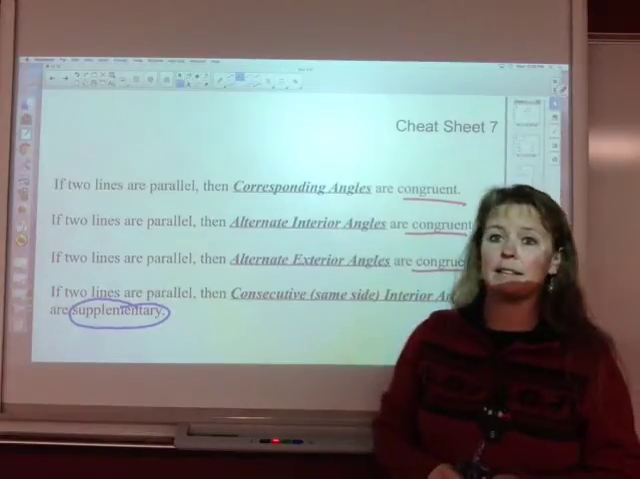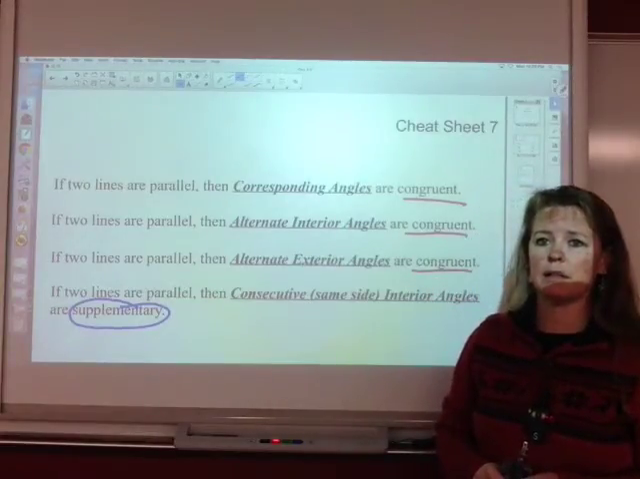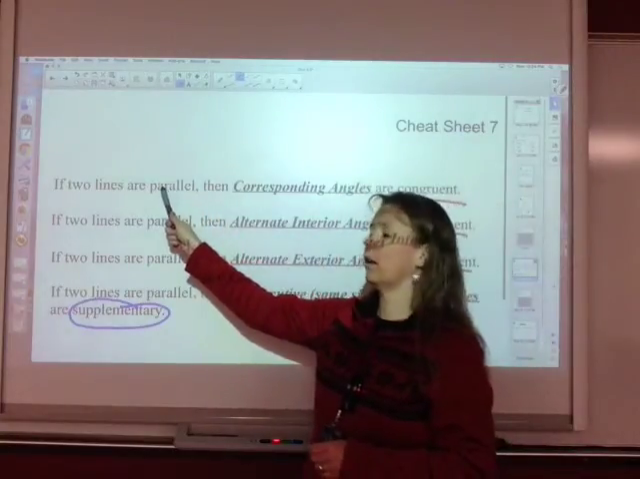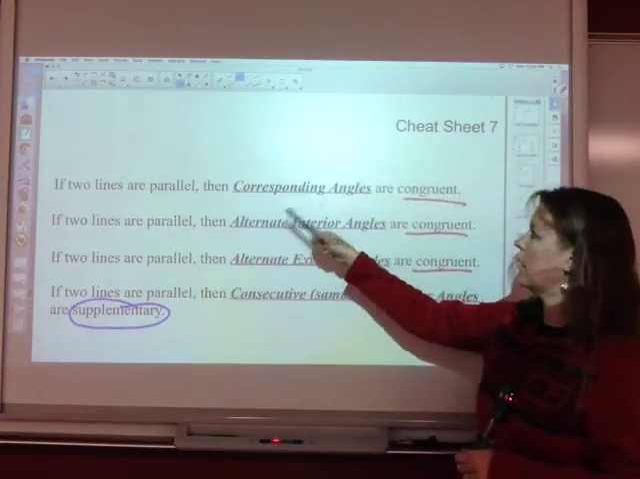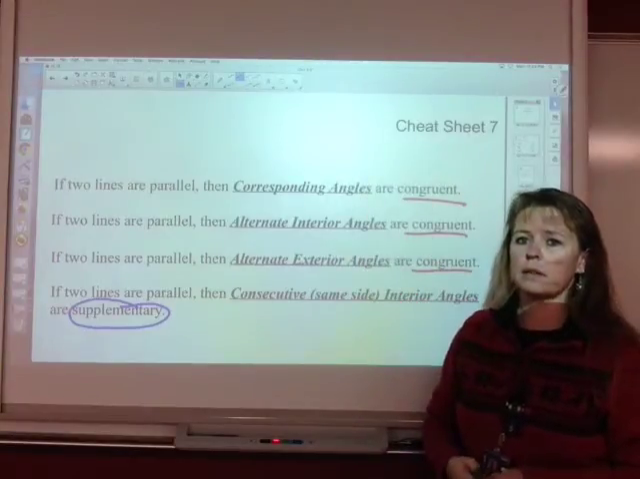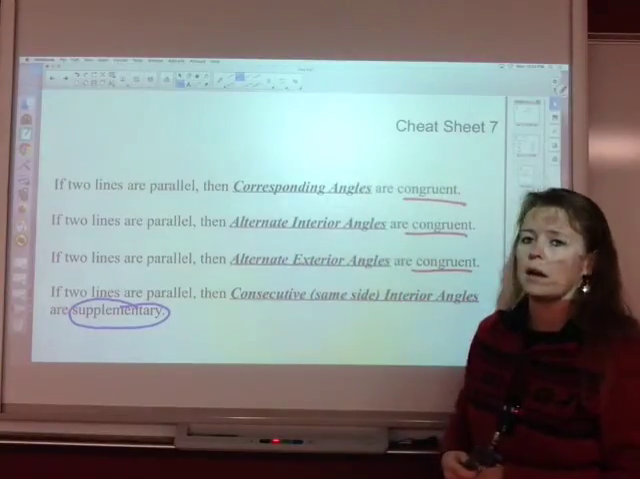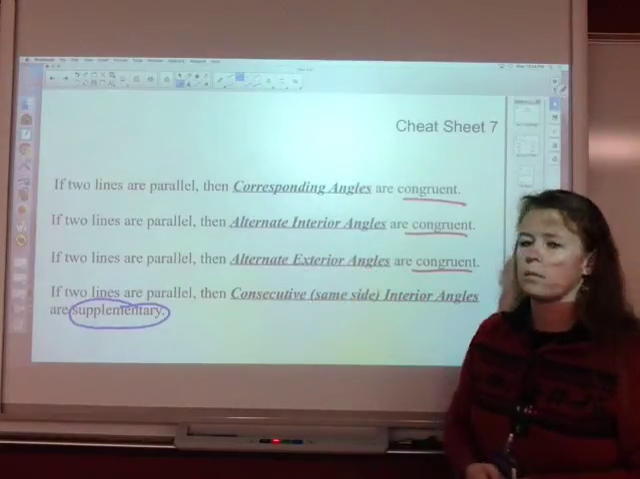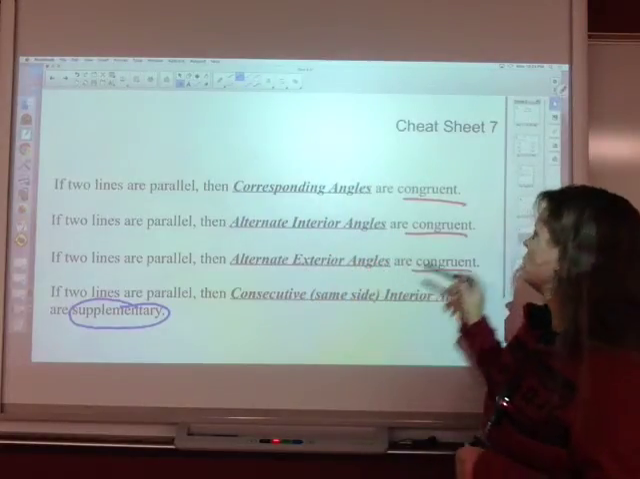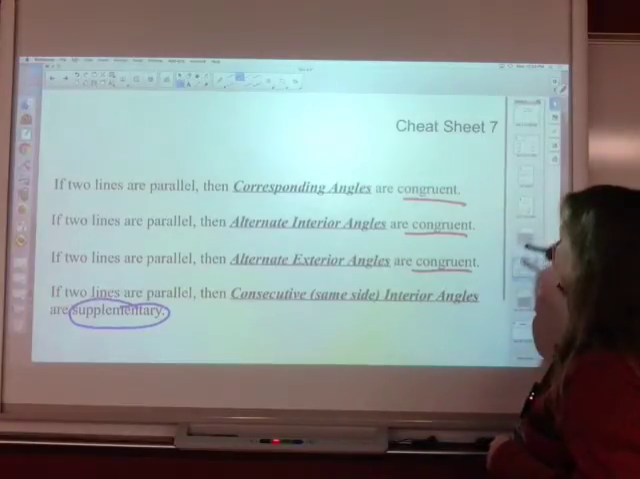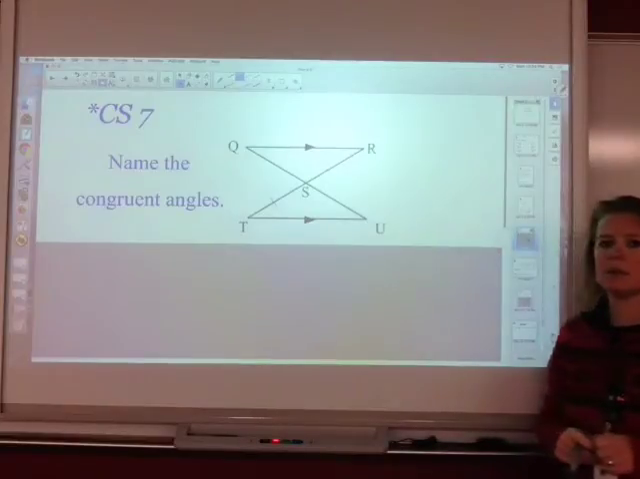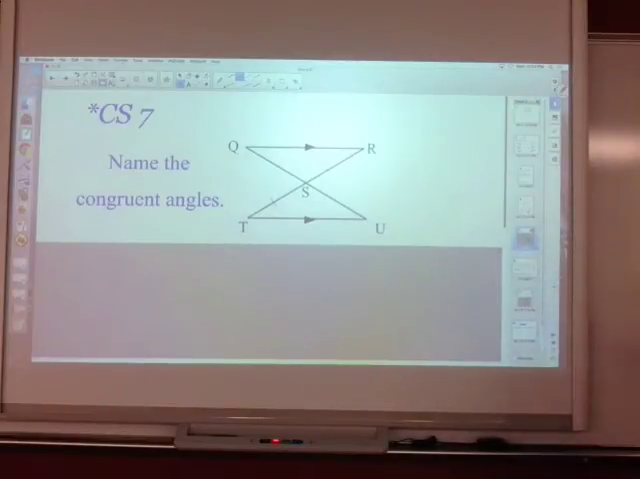Notice these are not if and only if statements. It's not working forward and backwards. You have to have a pair of parallel lines before you can do corresponding angles. You have to have parallel lines to make alternate interior angles. The underline, bold, italicized, that's your reason on a proof. So use cheat sheet 7 for this. Go ahead, take the time, draw that diagram right now. It's asking you to name the congruent angles. Pause it here.